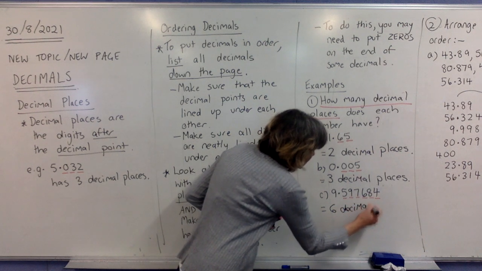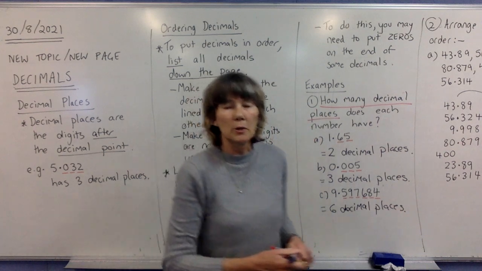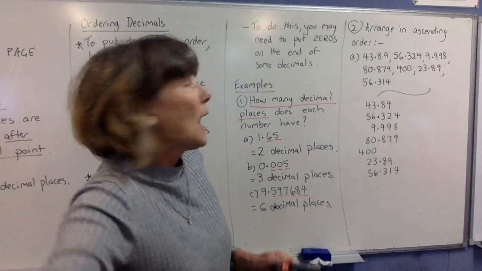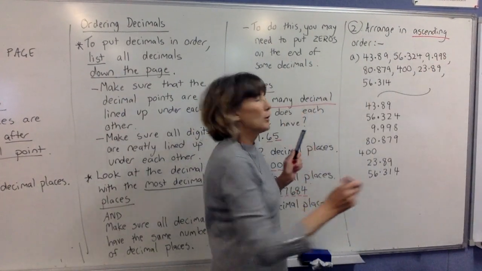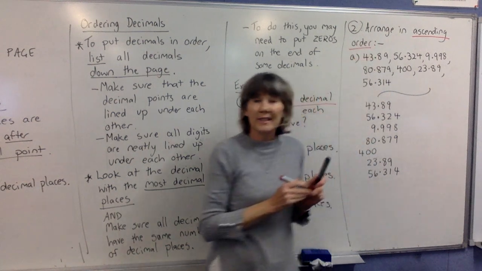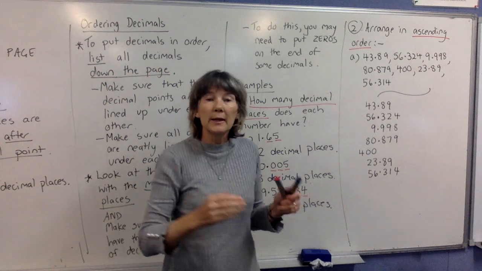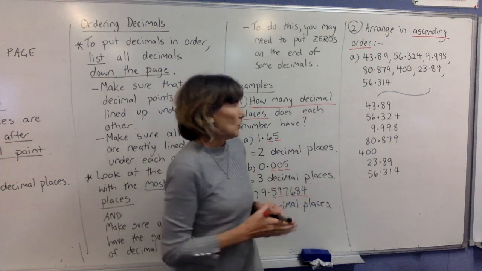Okay, so in the next question, we're going to be looking at putting things in order. So you'll notice over here, it says arrange in ascending order. So it's really important that you've got the idea of what ascending is. Ascending means to go up. All right, so we need to start with the smaller decimals and go up to the bigger decimals.